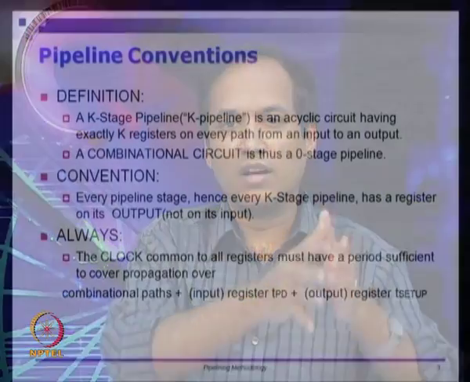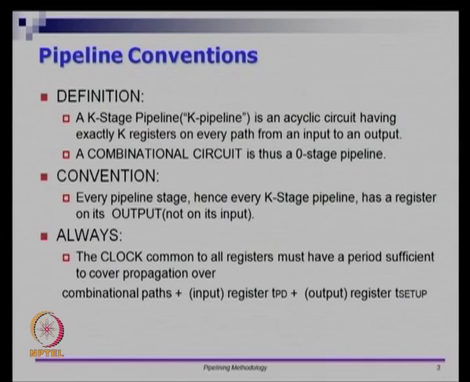So let us now look at a convention. Every pipeline stage, meaning after every combinational blob, if I put a register, that is a pipeline stage. So every pipeline stage, and hence every k-stage pipeline, has a register on its output. What it means is, when I come from the external world, I have some input and I go through some combinational logic, flops, combinational logic, flops, and so on. The last stage will not come out of combinational logic, it will instead come out of a flip-flop at the end. So the outputs are always registered in a k-stage pipeline.